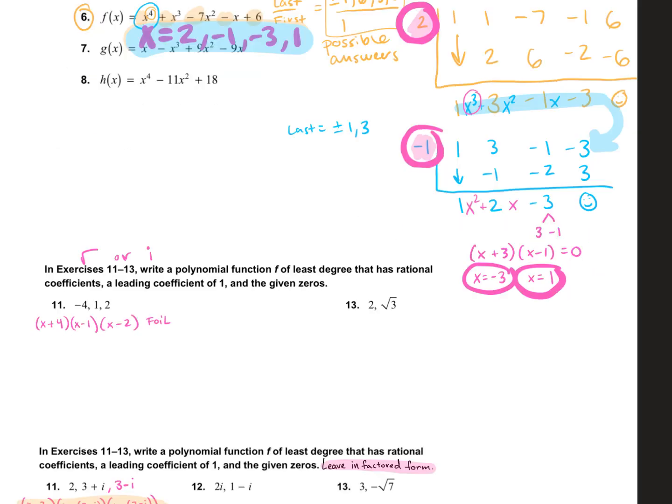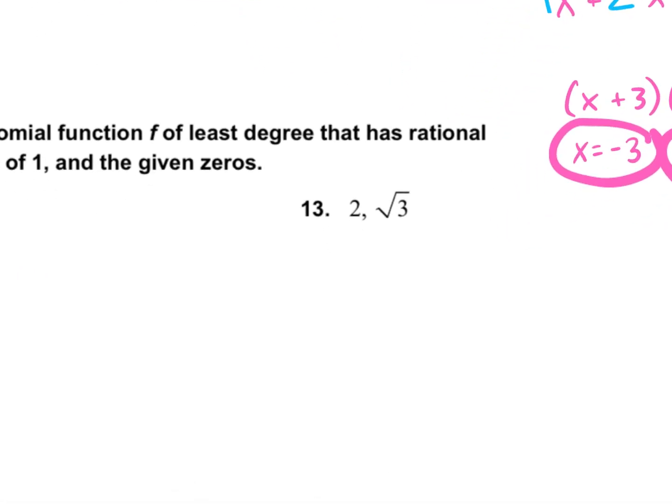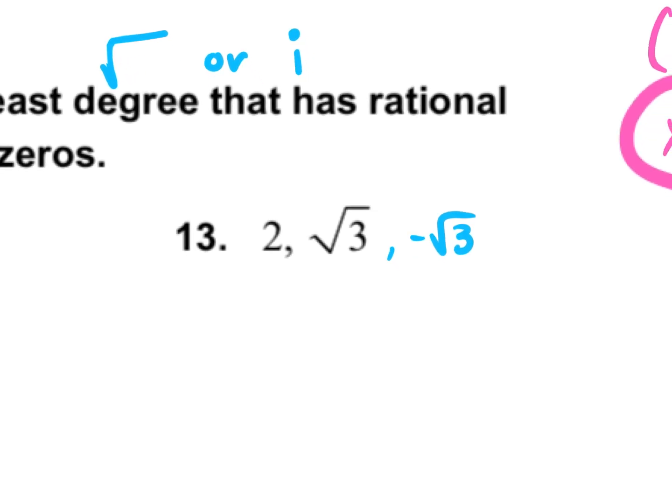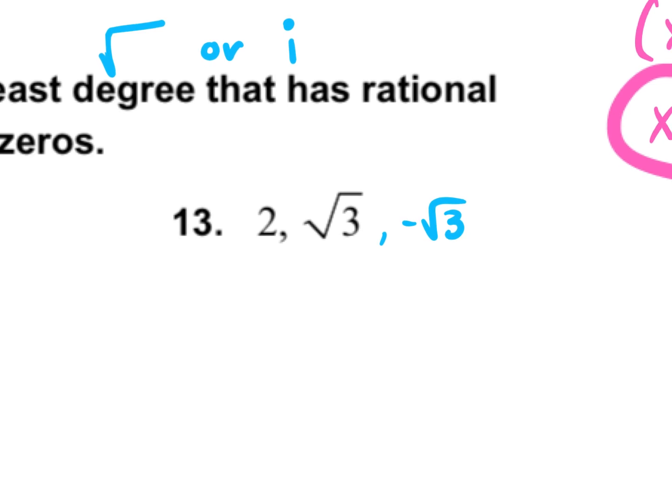All right, next I want to take a look at 13. So we said if we have a square root or an i, we need a pair for that number. We need its conjugate pair. So am I missing any zeros for 13? Negative square root 3. Since I had positive square root 3, I needed its pair. So now I'm going to put this into factored form, and then I have to multiply it out.